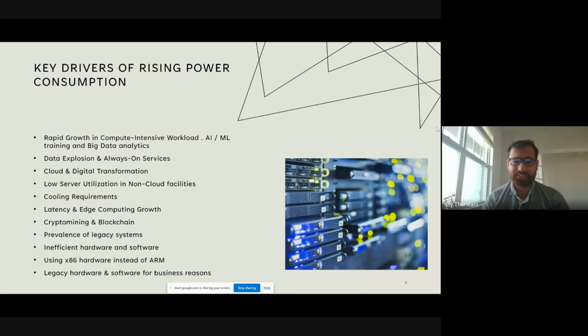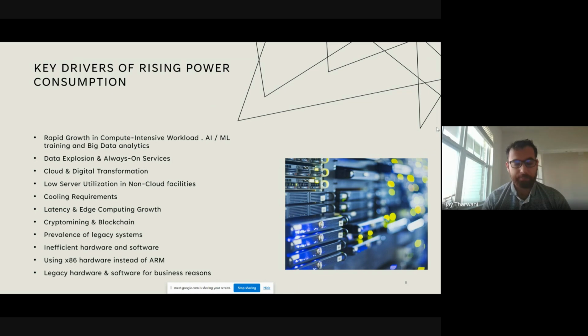There is a cloud and digital transformation all over the globe, right? And India is a very prime example of it. After COVID hit, everybody would know, there has been a digital transformation. Again, that requires servers to be on and consumes energy for running those servers and the cooling supplies.